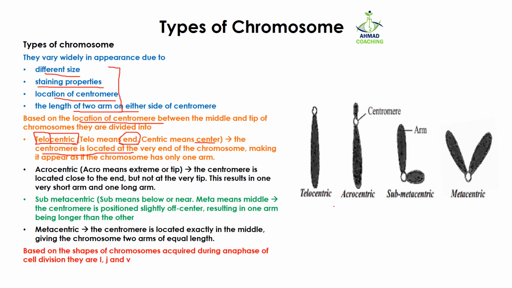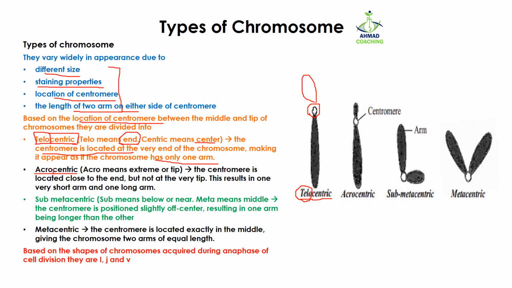So here you can see this is telocentric chromosome, and as the telo word indicates end, it means that the centromere, which is centric, is going to be at the end of the chromosome. So you can see that this is the chromatid, and here at the end of the chromosome, centromere is present. Because of the appearance of centromere at the end, it makes the chromosome like having only one arm. So here you can see that it has only one arm and there is no other arm here, which usually chromosomes have.